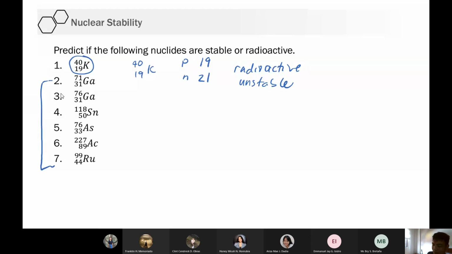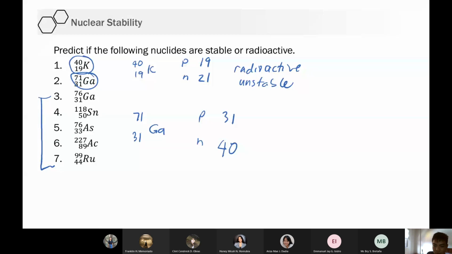Ay, sasagutan ko pa isa para saktong 5 din yung nasa prop set. Sagutan ko pa to. Gallium 7131. Okay. So, for gallium 7131, okay. So, proton, neutron, proton is 31, odd yan. Neutron is 40. 40, di ba? Okay. So, yan.